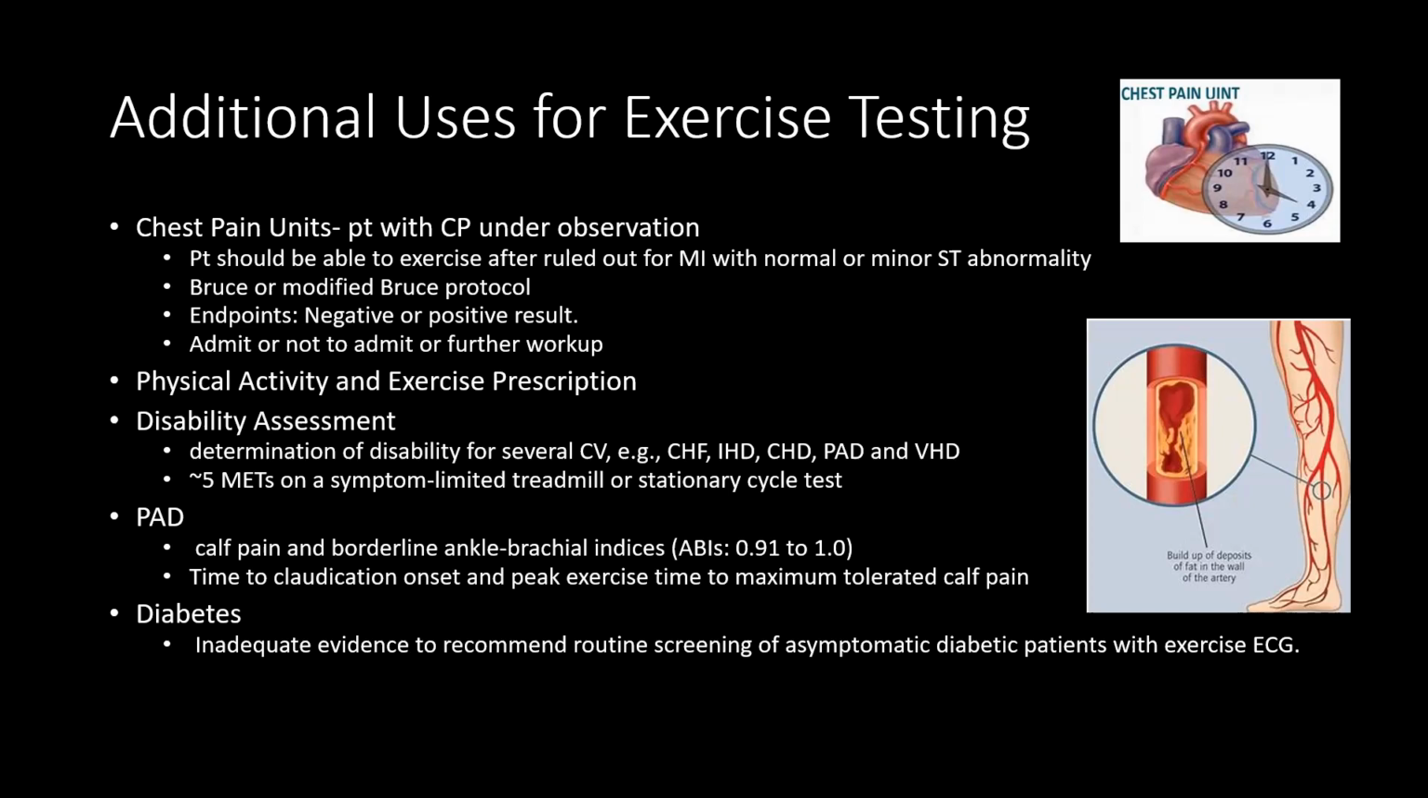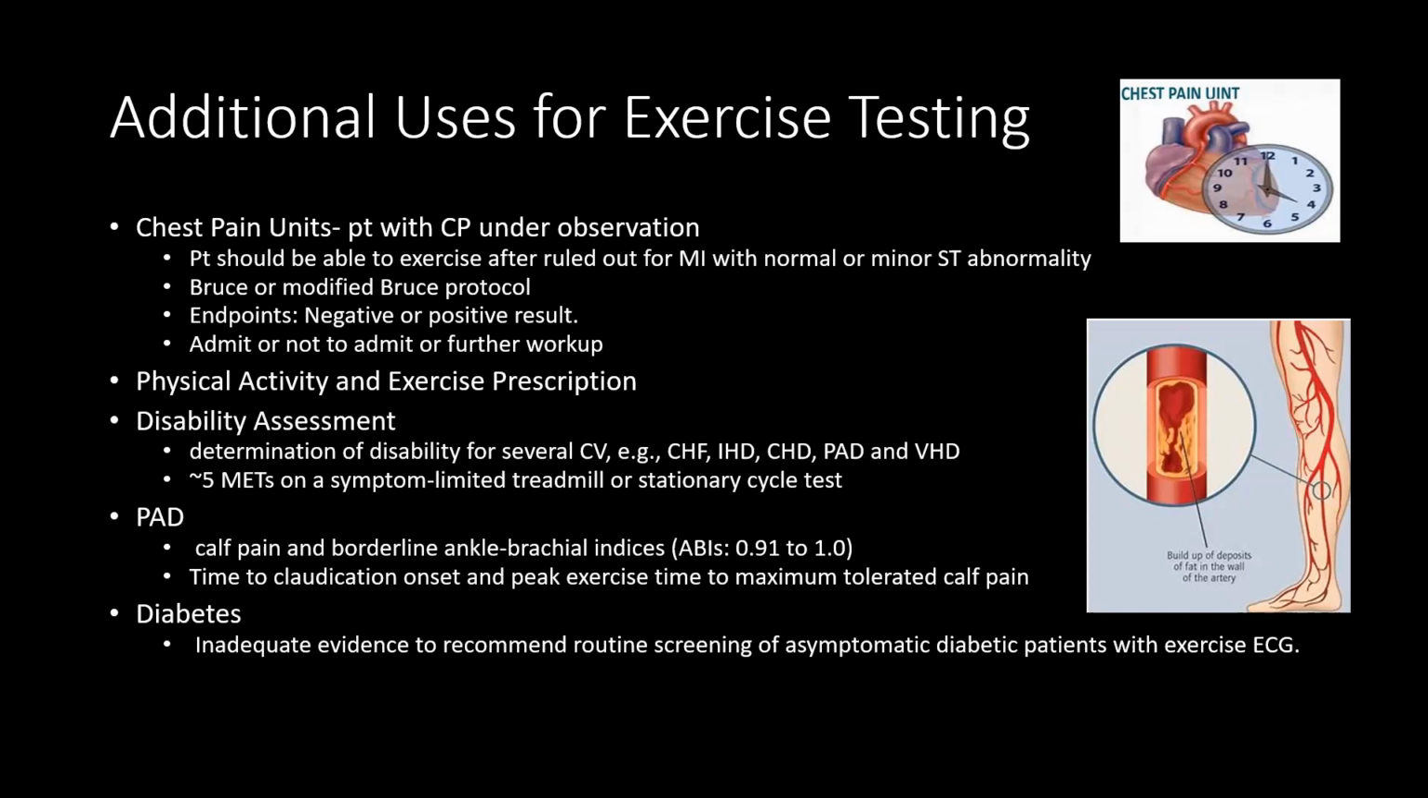Exercise treadmill testing can also be used to define the amount of physical activity a person can perform and for exercise prescription. It is also used for disability assessment for several cardiovascular conditions, for example, patients with heart failure, ischemic heart disease, congenital heart disease, peripheral arterial disease, and valvular heart disease. In most of them, they should be able to perform at least 5 METs on a symptom-limited treadmill test or stationary cycle test to pass the test.